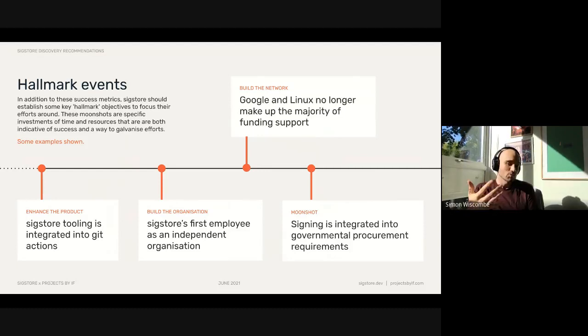And they can break down in products. So you can see, as you enhance the product, one major one being Sigstore tooling is integrated into GitHub Actions, for example. Or if you're building out the organization, you can see a big hallmark being Sigstore as an independent organization hires its first employee. Or Google and Linux no longer make up the majority of funding support. Or, if you want a real moonshot, signing through Sigstore is integrated into governmental procurement requirements around the globe.